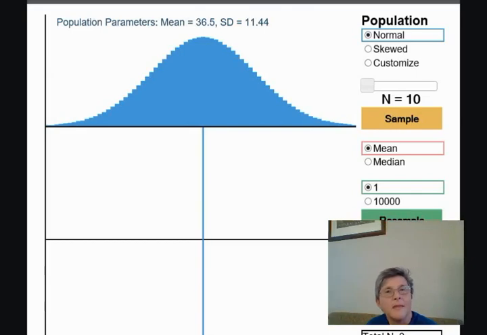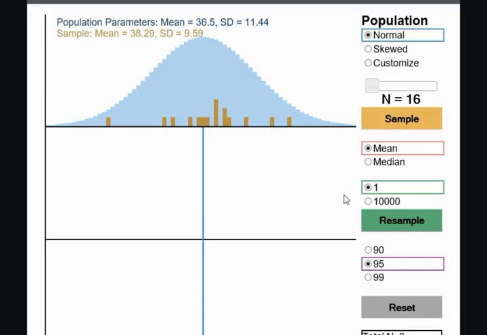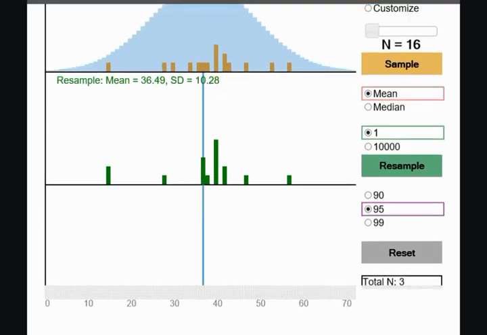Okay, let's see if that makes more sense when you can see it visually. So let's take a sample of around 16 like we had in our t-test. Okay, there's our sample mean and our standard deviation. Now, what bootstrapping does is, we resample from that sample. We can resample again from that sample and resample again from that sample. So you can see each one of those resamples is slightly different.